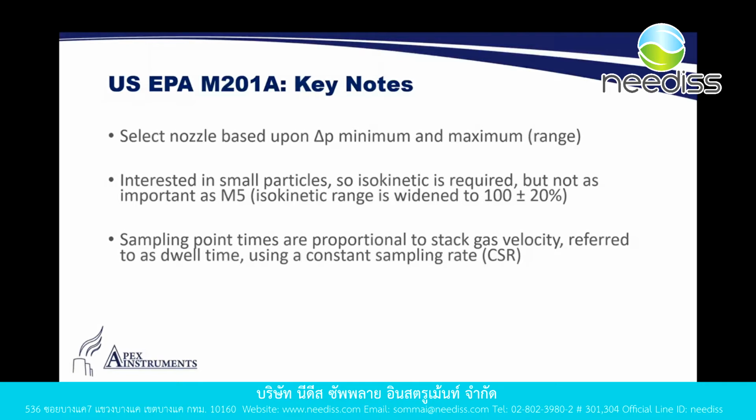And there are other methods that do proportional sampling. The easiest one that comes to mind is Method 30B, doing the sorbent trap method for mercury sampling, vapor phase mercury sampling out of a stack. It also samples at a proportional rate, not an isokinetic rate.